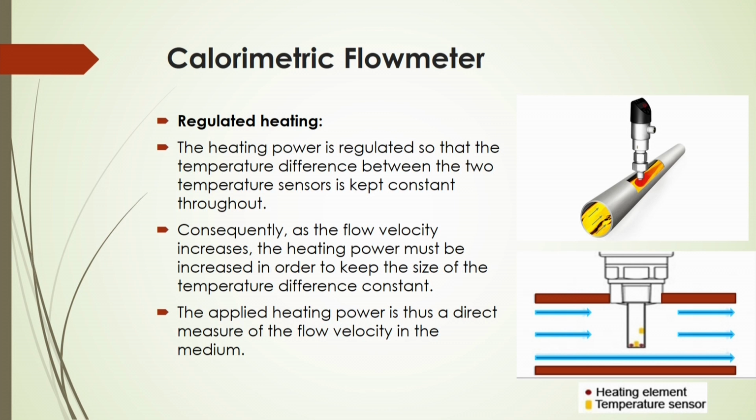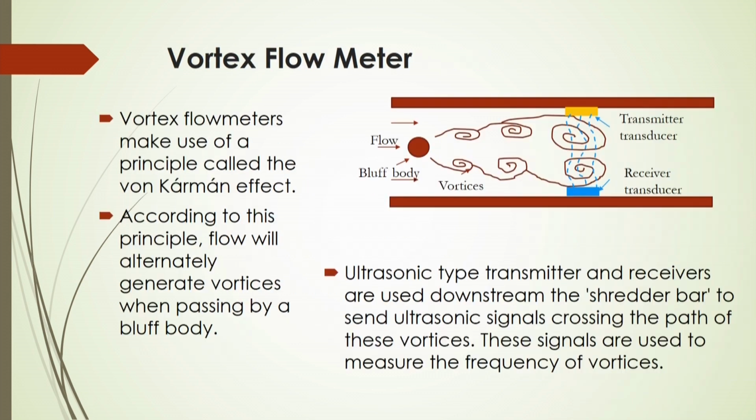So, the heating power is regulated so that the temperature difference between the two temperature sensors is kept constant throughout the operation. In that case, as the flow velocity increases, the heating power must be increased in order to keep the temperature difference constant. So, the applied heating power is a direct measure of the flow velocity in the medium. If you know the flow velocity, you can calculate the volumetric flow rate by multiplying the cross-sectional area with this velocity.